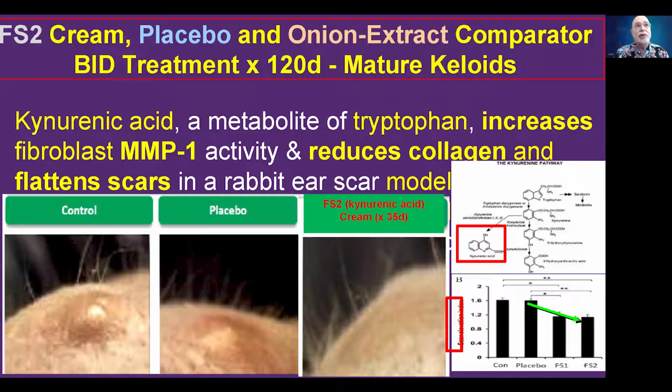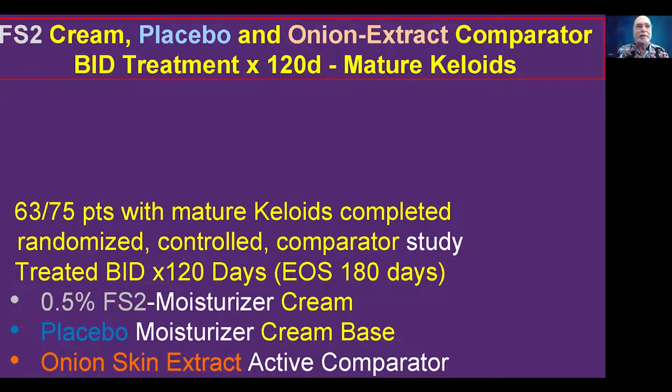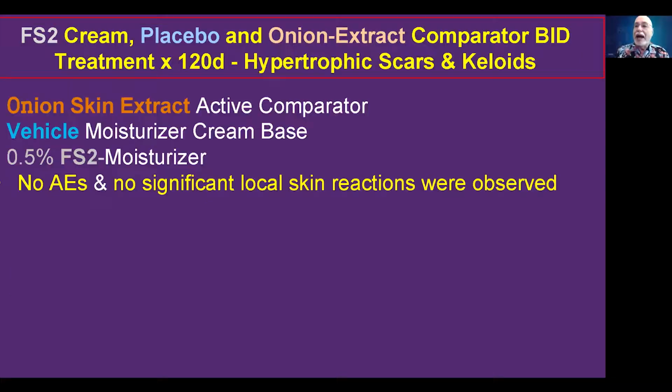Well, there's kynurenic acid, which is a metabolite of tryptophan, which increases metalloproteinase 1, as well as reduces collagen and is able to flatten scars in a rabbit ear scar model. 63 patients with mature keloids completed a randomized controlled comparator study being treated twice a day for up to 120 days with either the active FS2 cream, placebo cream, or onion extract cream as the active comparator.